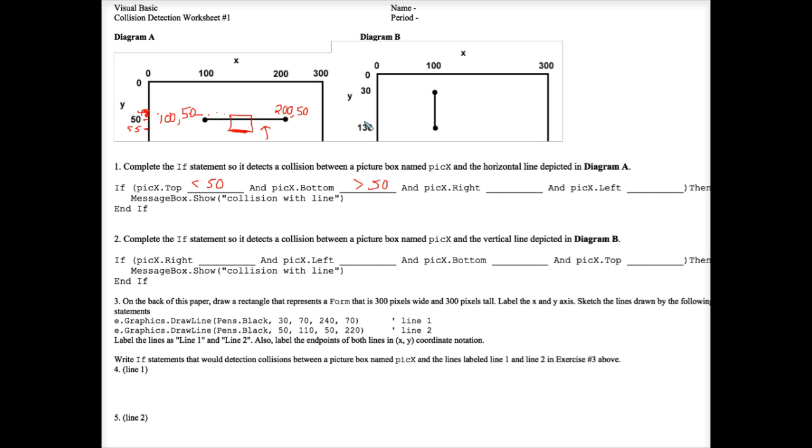Well, not really, because what if it was over here? See, over here at this hallway portion of the maze that we're drawing on this example. See, right here the top edge is less than 50 and the bottom edge is greater than 50. But it hasn't collided with this line. So having these two parts so far in our if statement is not enough. We have to continue with our logic and say if all that and PIC-X.right is something.